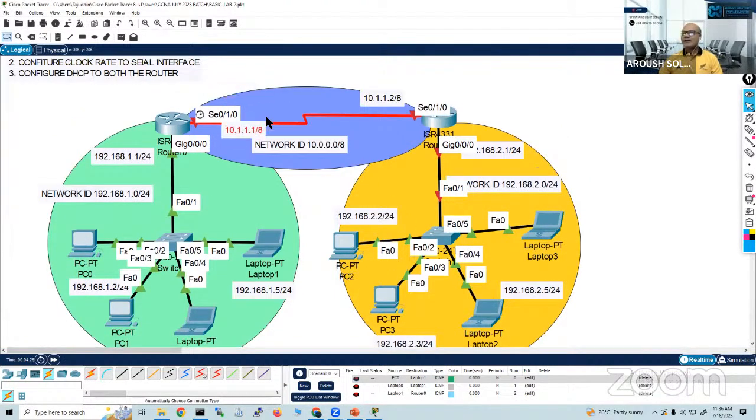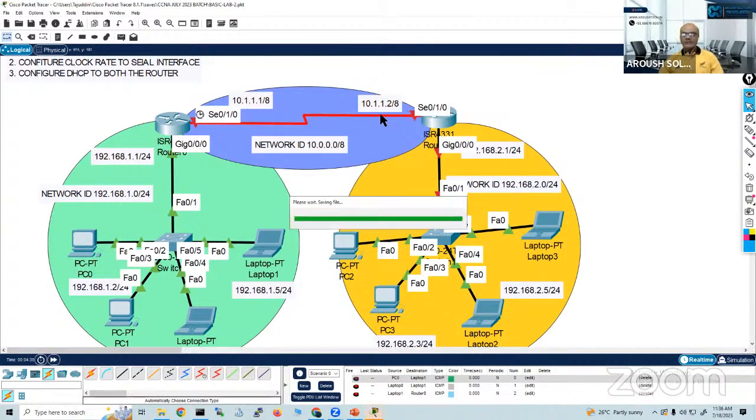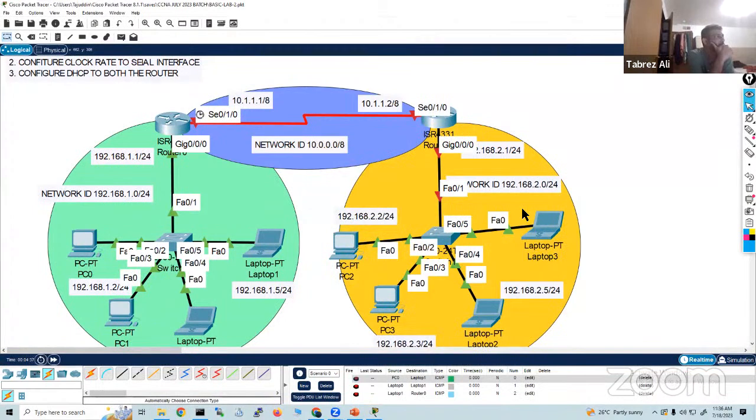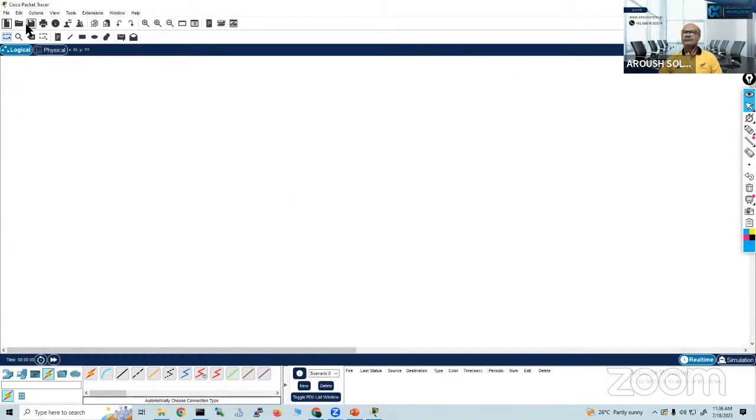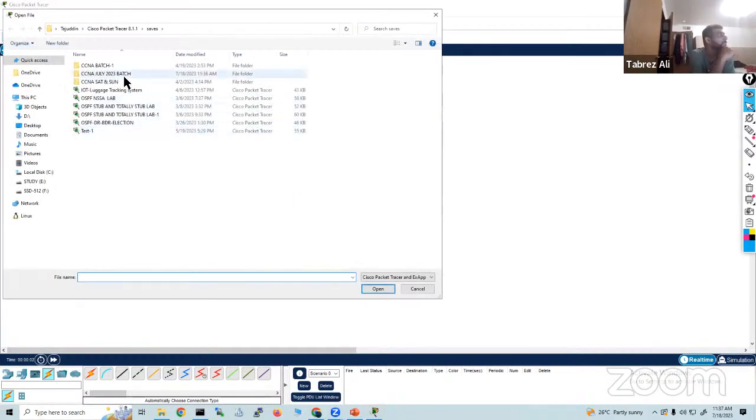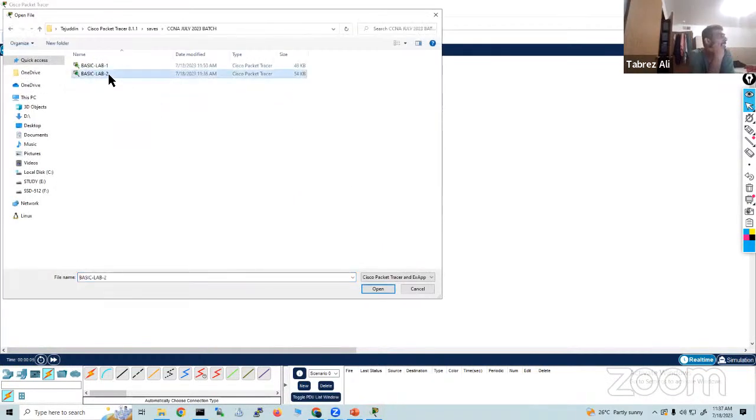So these are the IP addresses we have assigned for the interfaces. I will save this file and send you this file again. It looks good, right? We can design from your side however you want. So which version of Packet Tracer is it? 8.1? Yeah.